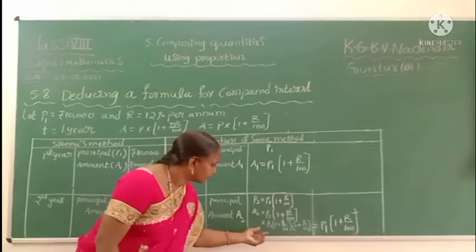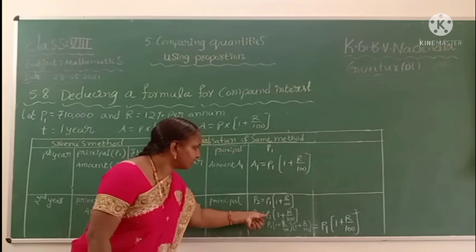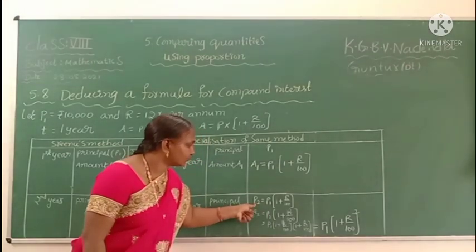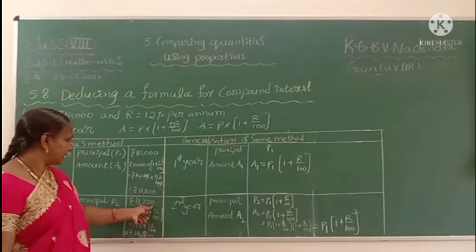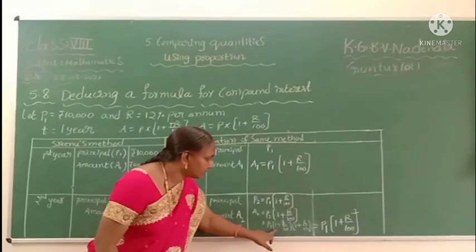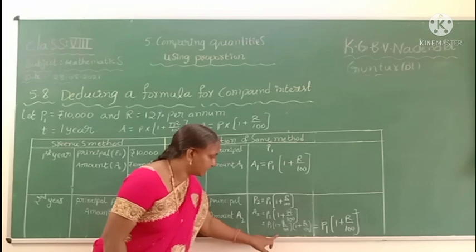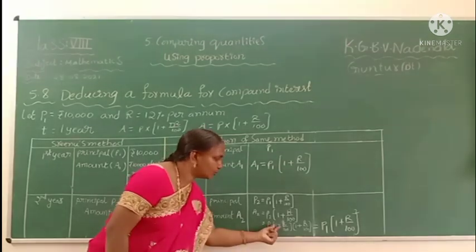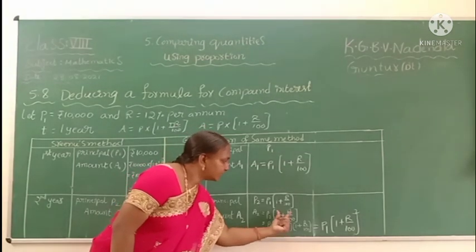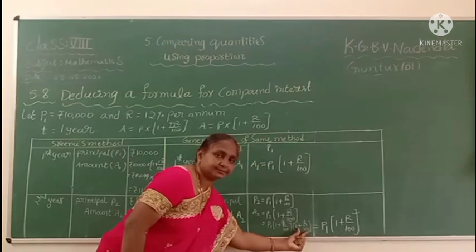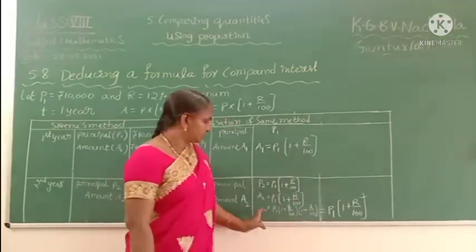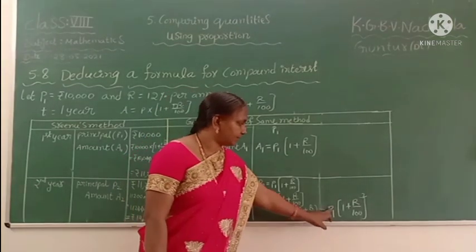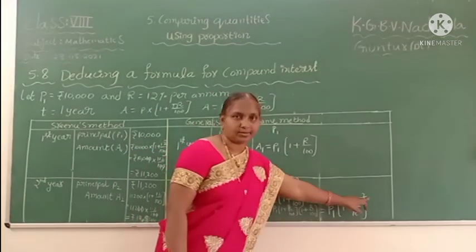Now P2 is equal to, here P2, that is 11,200. That is P1 into 1 plus R by 100. It is written as P1 into 1 plus R by 100. Here 1 plus R by 100. We know x into x is equal x square. Here we get A2 is equal P1 into 1 plus R by 100 whole square.